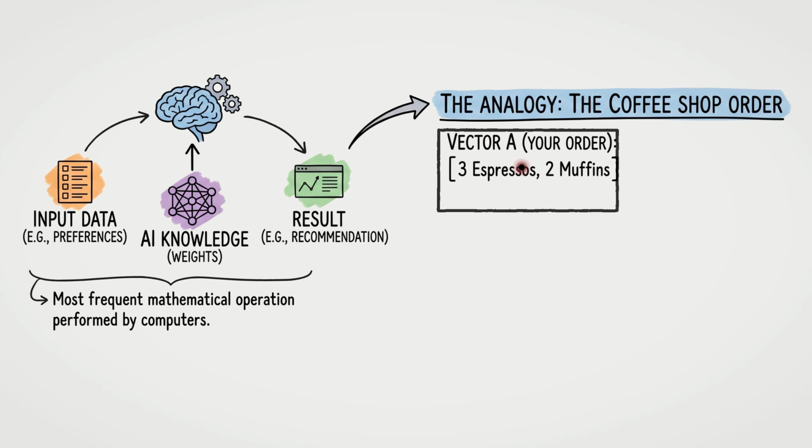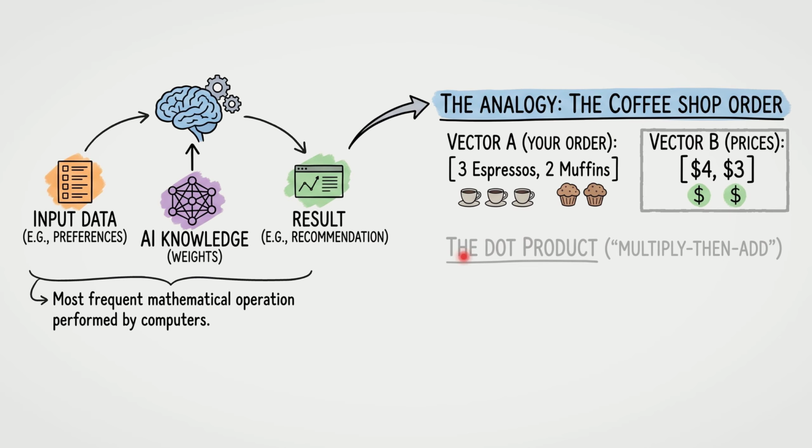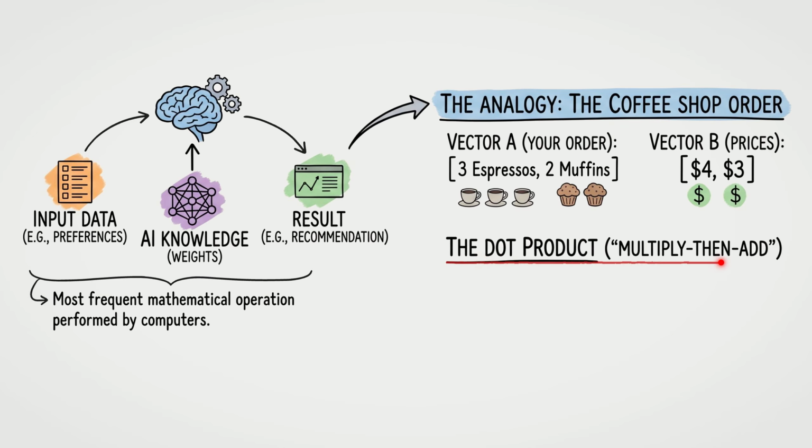Vector A represents your order, containing 3 espressos and 2 muffins. Next to it, vector B represents the prices for those items. An espresso costs $4 and a muffin costs $3. To calculate your total cost, you naturally perform a specific sequence. You multiply the corresponding items and then add them together, known mathematically as a dot product.